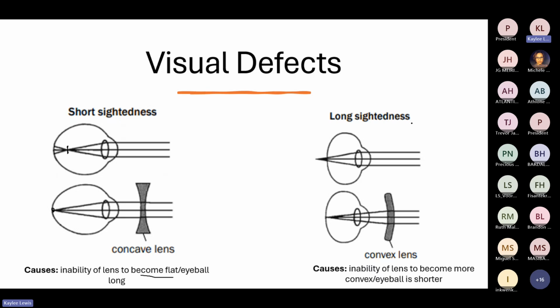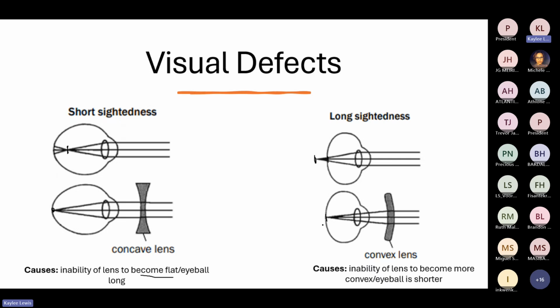Long-sightedness means you can see far, but you can't see near, so you can't see close up. So this would be when your lens can't become more convex, so can't bulge out more, or your eyeball's too short. So you can see here the light rays are coming together after the retina. It should come together here, but it's coming together afterwards. So that means you're not going to form a clear image. How do you fix that? Well, you fix it by wearing convex lenses. So that will add extra refraction and that will allow it to fall on the retina to produce a clear image.